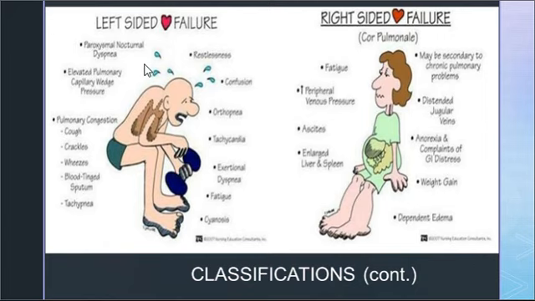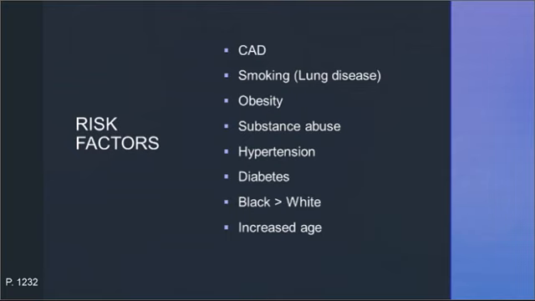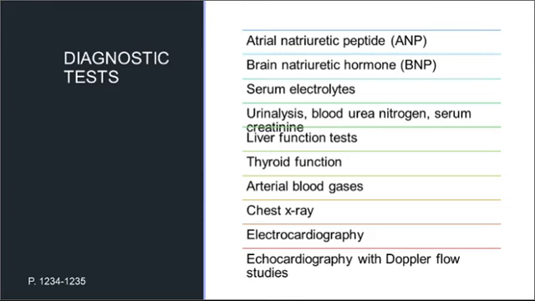You'll have paroxysmal nocturnal dyspnea, crackles, wheezes, possibly blood-tinged sputum, especially if they are developing pulmonary edema, because the pressures in the lungs get so significant they're pushing into the arterioles and bursting those, and tachypnea. Risk factors: coronary artery disease, smoking, lung disease, obesity, substance abuse, hypertension, diabetes, black population more so than the white, and increases with age. As you listen to each of these lectures, hopefully each one will give you information helping with the other topics.